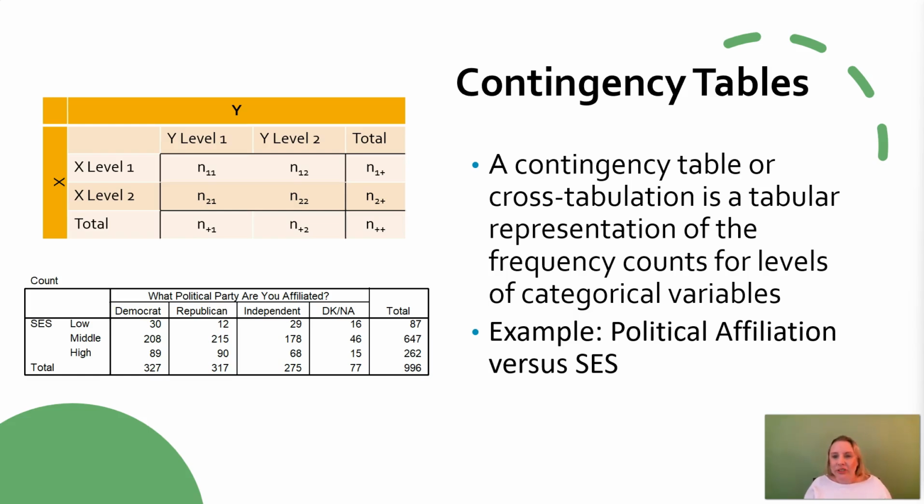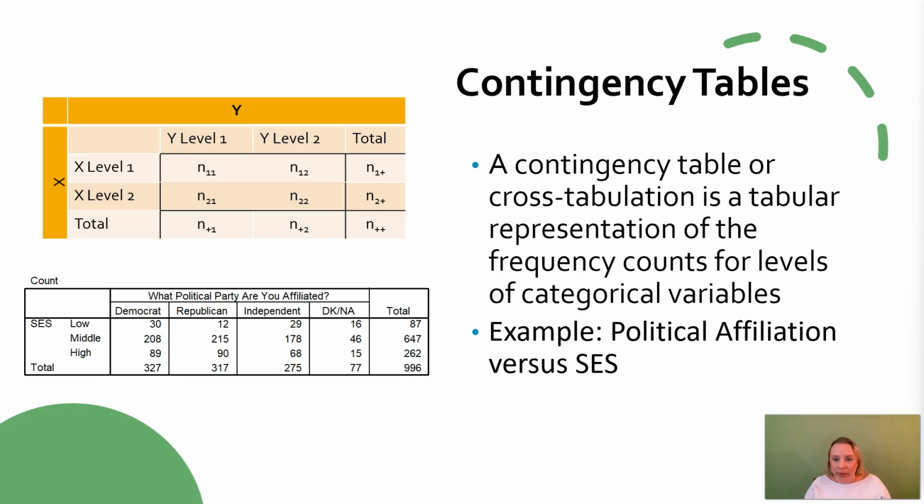So if we look at the contingency table or cross tabulation, it's going to be a tabular representation of the frequency counts for the levels of categorical variables. Level 1,1 is going to be all the observations that have a level 1 for Y and a level 1 for X. N plus 1 is going to be the sum of all the observations that had a 1 for level 1 for variable Y.